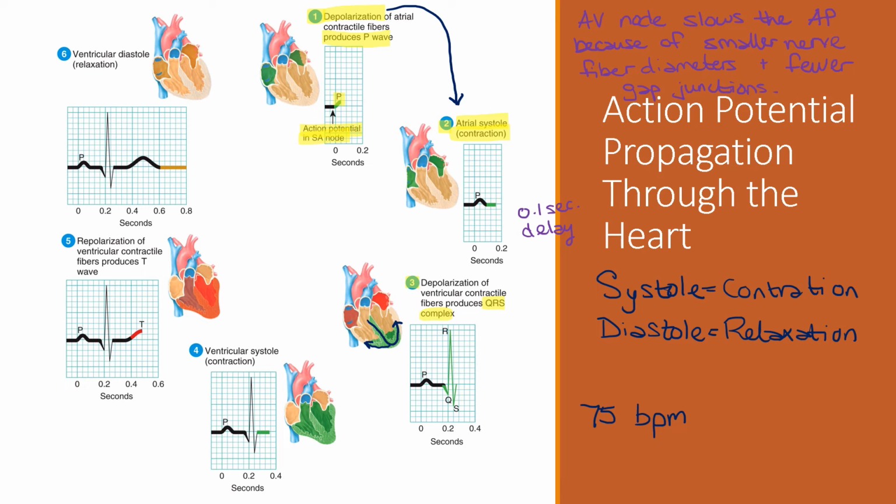Now at this same time that the action potential is traveling down and around the ventricles, this is when atrial repolarization is also occurring. But it's not usually evident in an ECG because this really, really large QRS complex can kind of mask that atrial repolarization. So here, this is where we're also getting atrial repolarization.